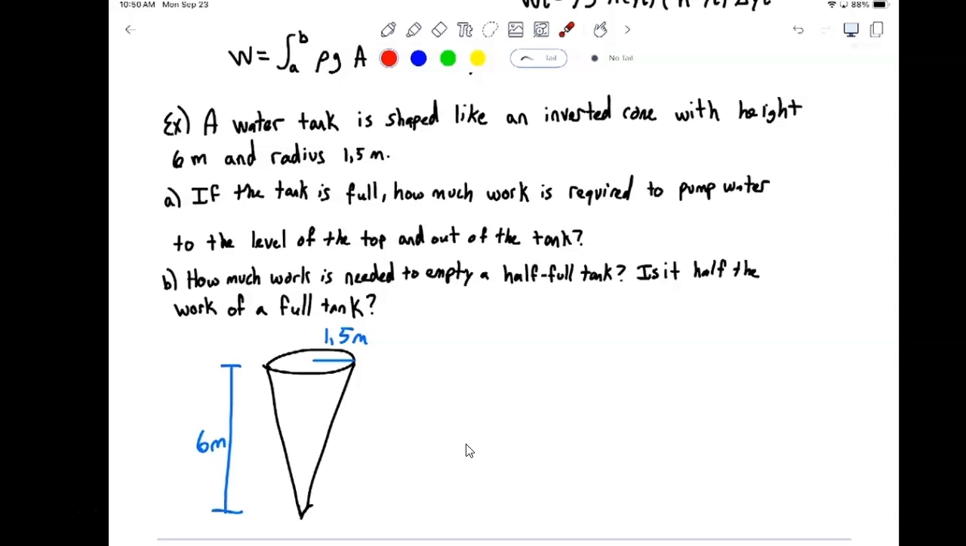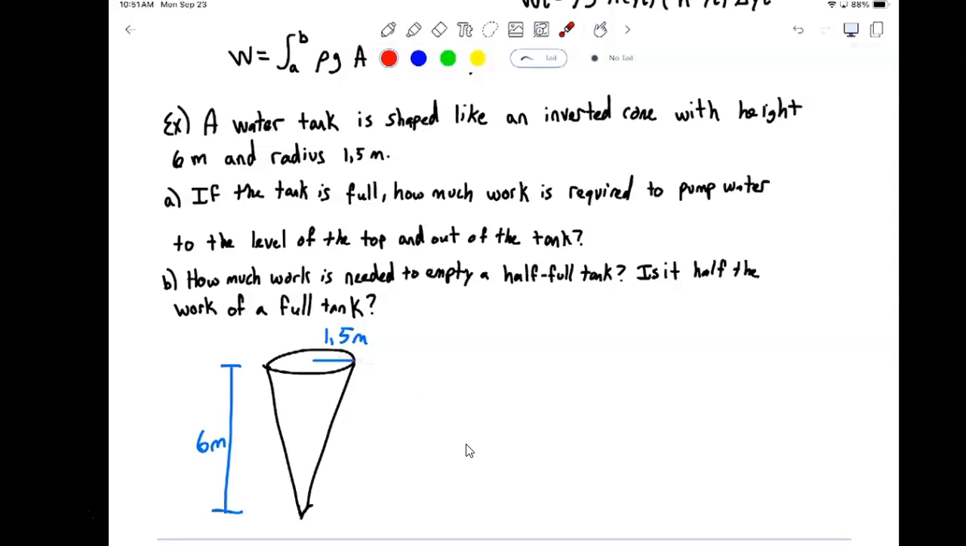So what we're asked to do in this problem is, if we have a full tank, how much work is required to pump the water to the level of the top and out? So we're just going to be pumping the water right out. How much work is required in doing that? That becomes our question. So we set about answering that.